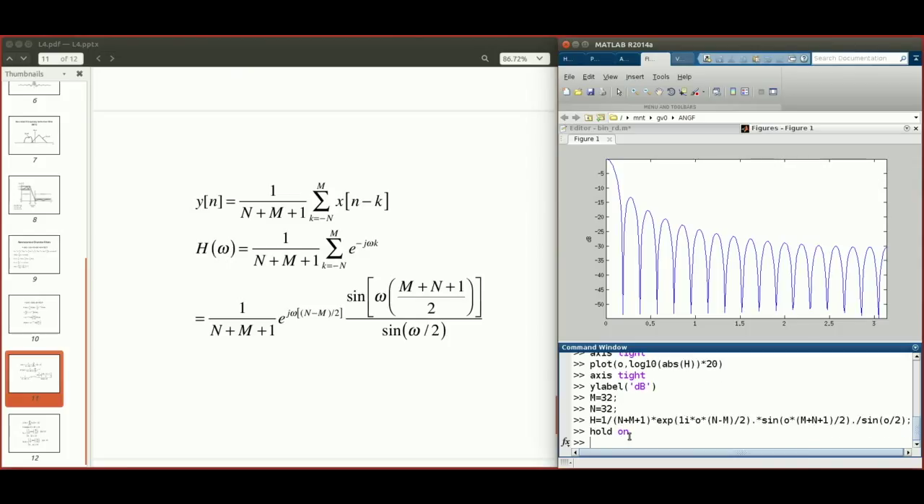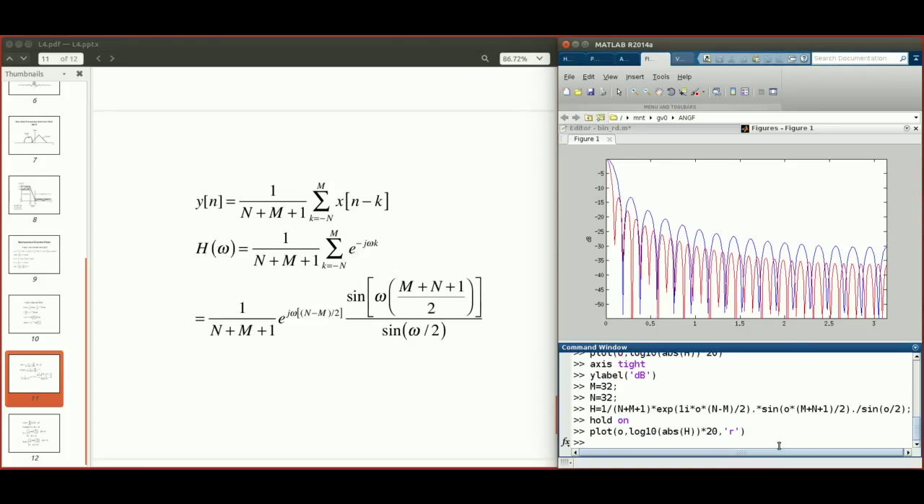Now let's hold on to the old figure and then make another plot. Still in terms of dB, but let's use a different color. Let's say use R, right? Use red. Now you can sort of see how different they are, right? For this 65 point average, the ripples for the stop band have smaller amplitudes than the 32 point average, right? So it's a better suppression of high frequency content, basically, right? Just by comparing the gain of these two types of filters.